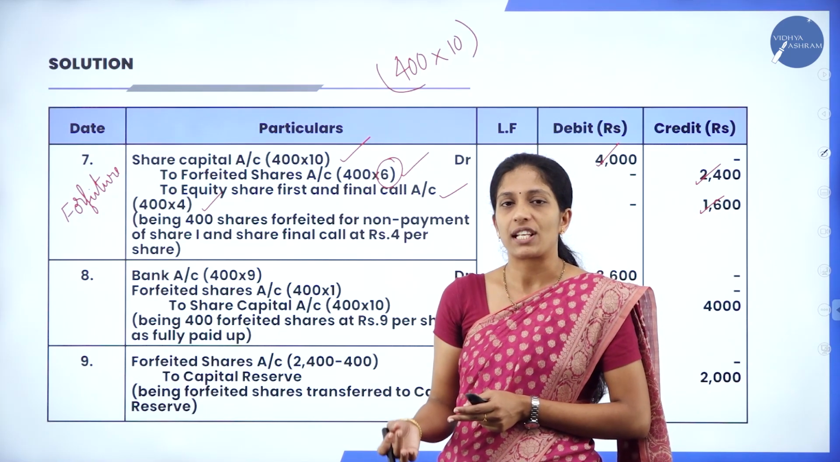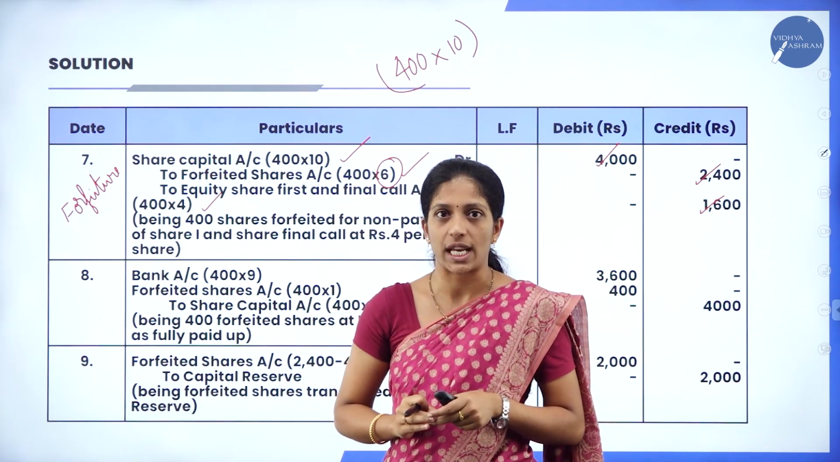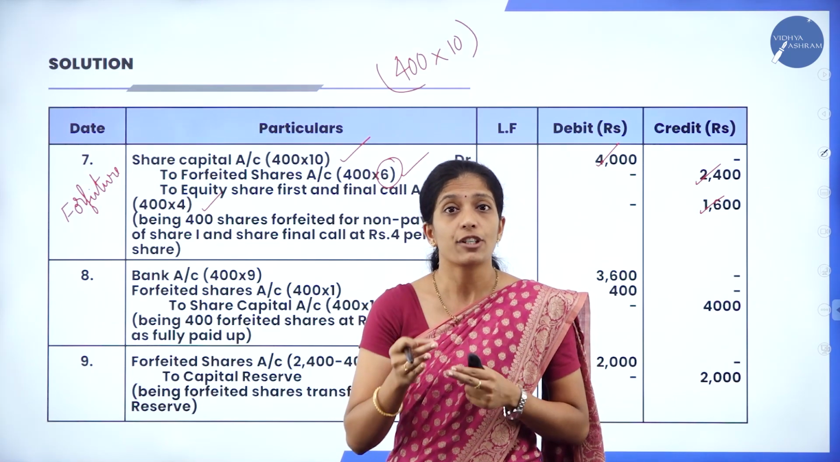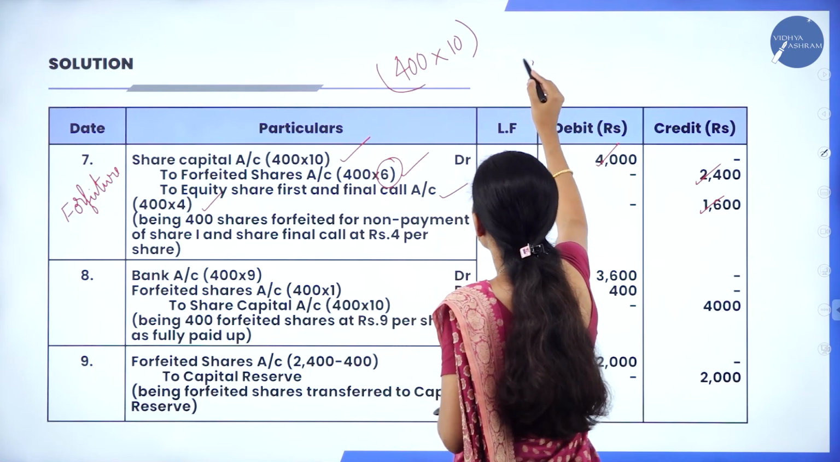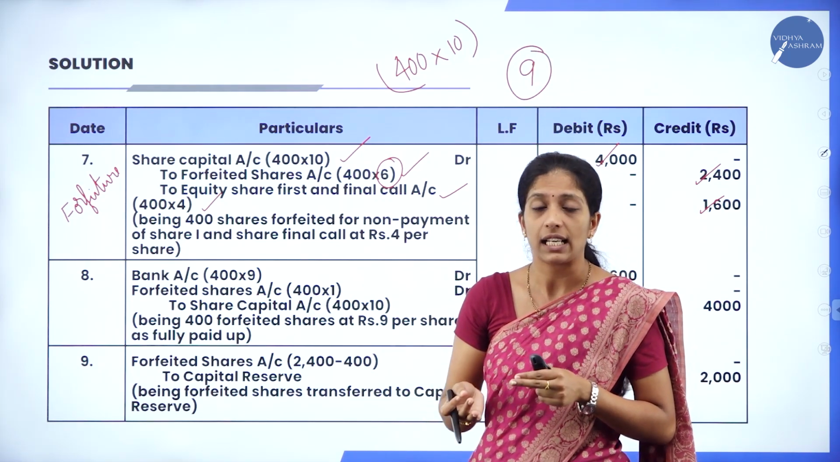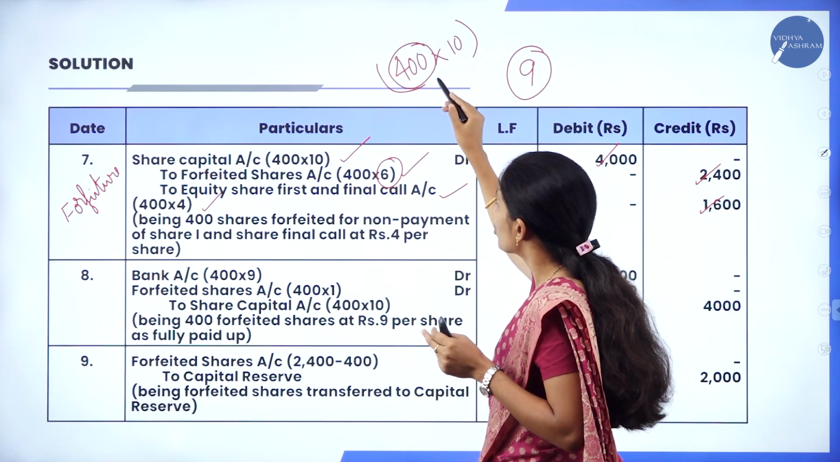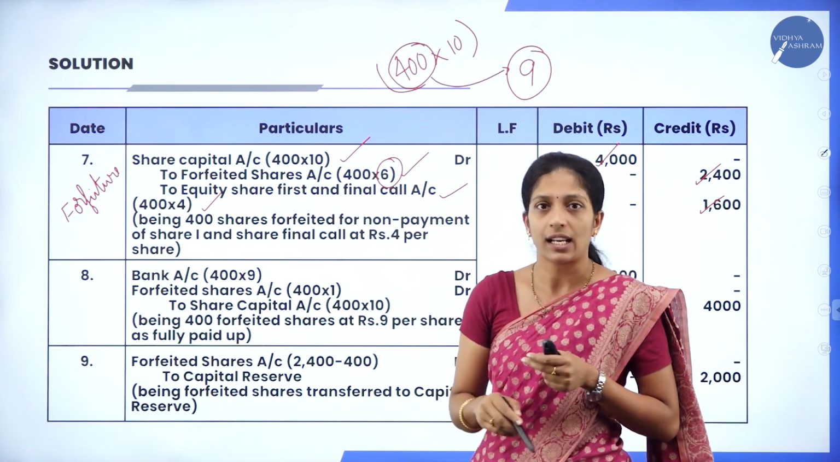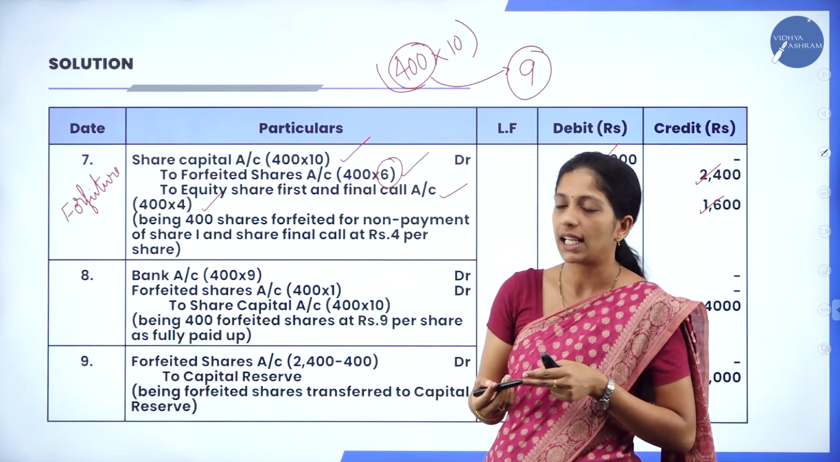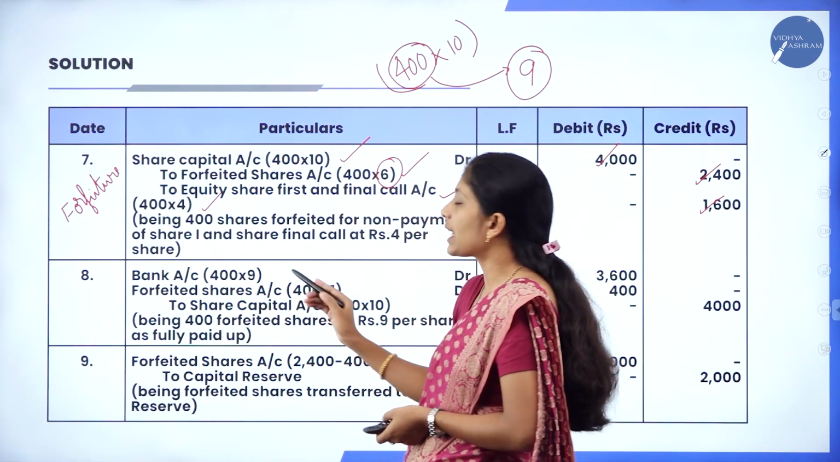Now, after forfeiture, they have clearly given in the question that they cancelled those 400 shares. After that, they have reissued them at rupees 9 each. So the 400 shares which were cancelled were reissued at rupees 9 each, for which we have to record the journal entry. So what is the entry? Bank account debit, forfeited shares account.